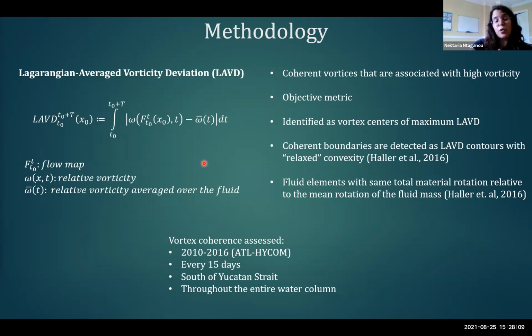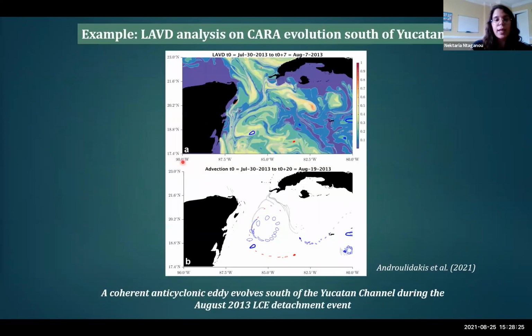So the eddies I detected south of the Yucatan Strait, I advected for another 20 days and used only the ones that ended up in the Gulf of Mexico in this period of advection. An example of the LAVD analysis is shown in these two plots. The top plot shows the normalized LAVD field and a coherent anticyclone that was detected in the Caribbean Sea during an August 2013 LC detachment event.